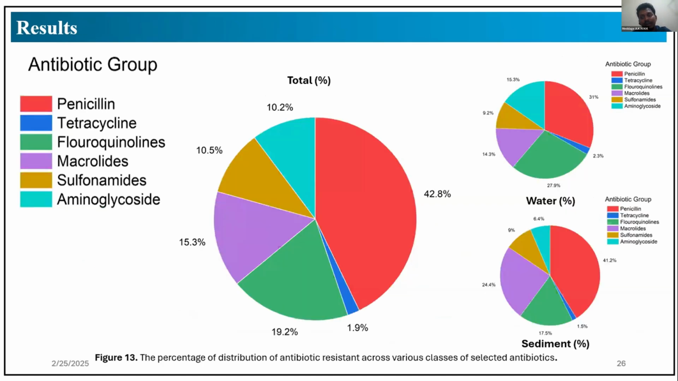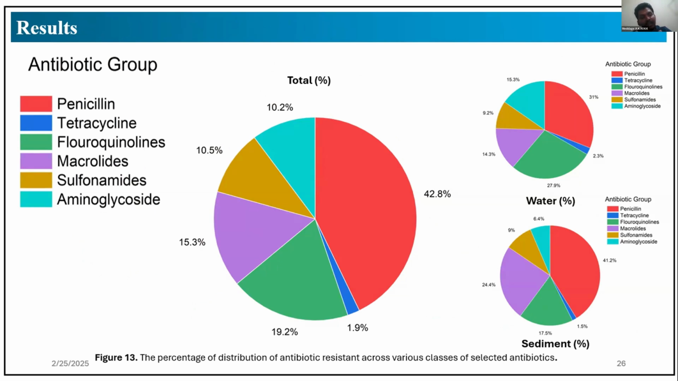After isolating the antibiotic-resistant bacteria, we categorized them into antibiotic groups. The larger portion goes to the penicillin antibiotic class, and the lowest goes to the tetracycline antibiotic class. According to the published literature, the National Antibiotic Consumption Record of Sri Lanka mentioned that in Sri Lanka, the most commonly used antibiotic class is penicillin. So our result is also in line with this.